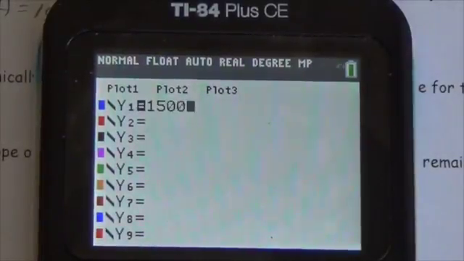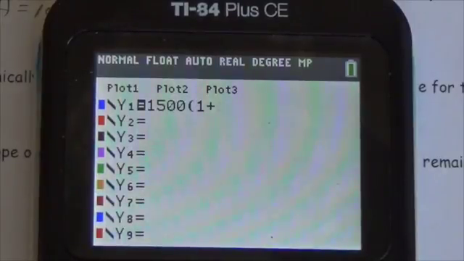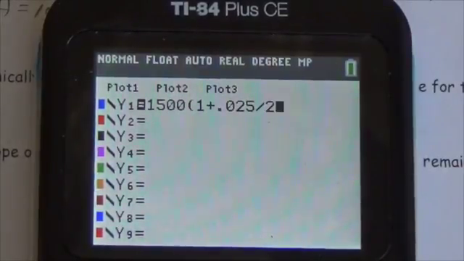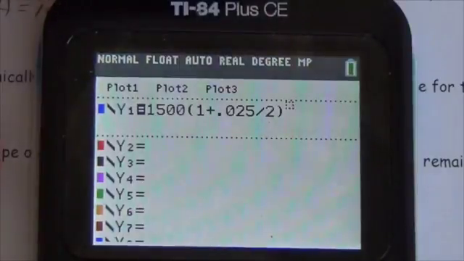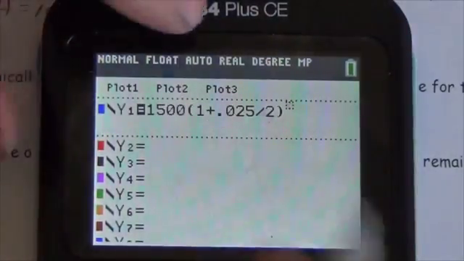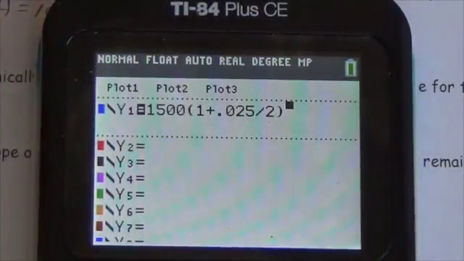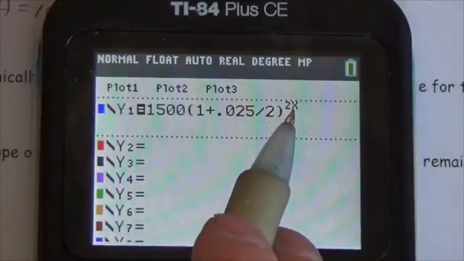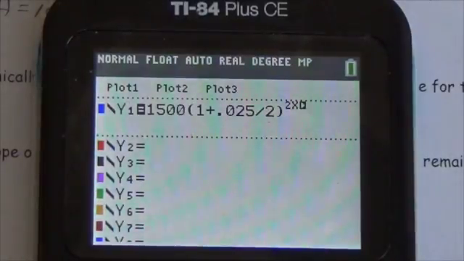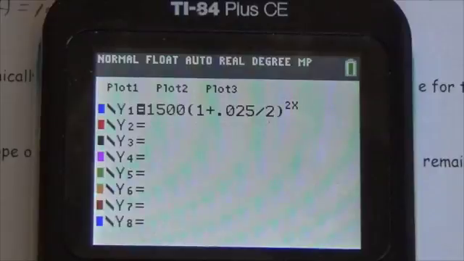So 1,500, okay, 1 plus 0.025 divided by 2. Now we want this answer to be to the nearest year, so I want my variable to be in years. So the exponent needs to be in terms of compounding periods, and that's going to be twice the number of years. So I'm going to put 2x up there. So x is the number of years, 2x is the number of compounding periods. And in this particular problem, we're looking to see when it hits that 3,000 mark.